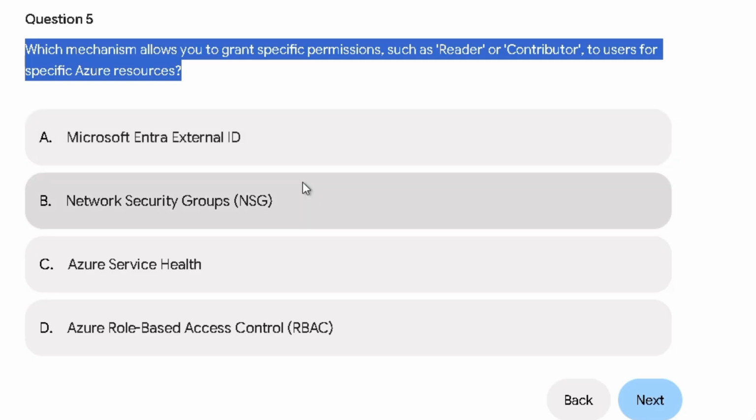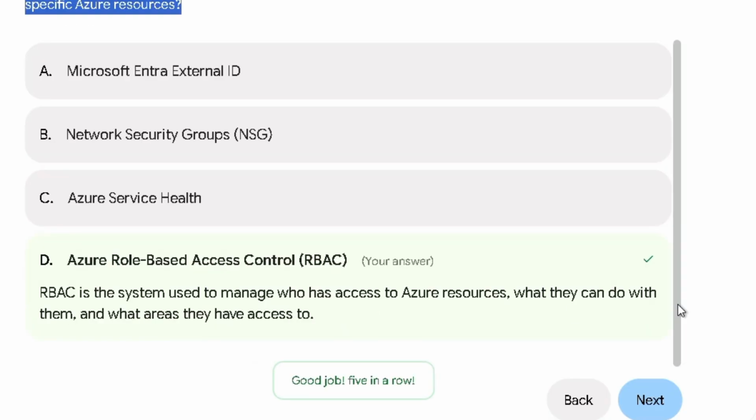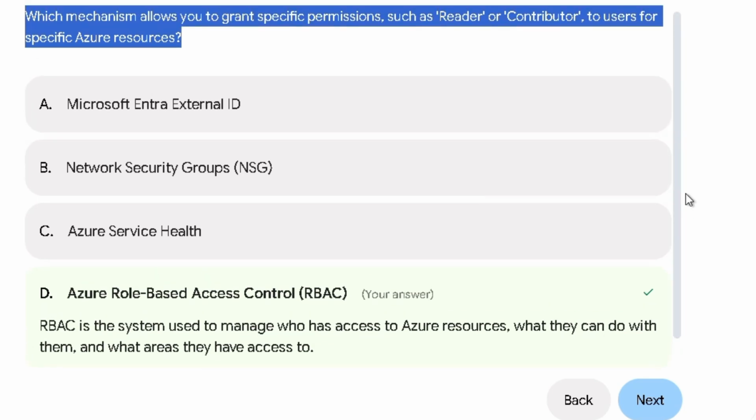Next, network security groups will be giving something with compute resources and network, so I can discard that one. Azure Service Health, we already talked about that, and that's where we're going to check the health of our services. The correct answer right here is going to be Azure Role-Based Access Control. And the reason why this is the correct answer is because Azure Role-Based Access Control is the system used to manage who has access to Azure resources, what they can do with them, and what areas they have access to.